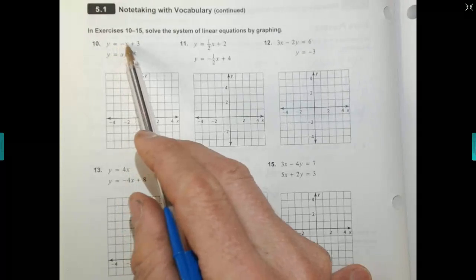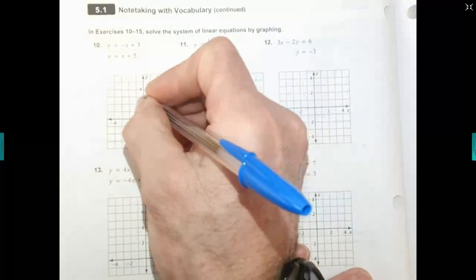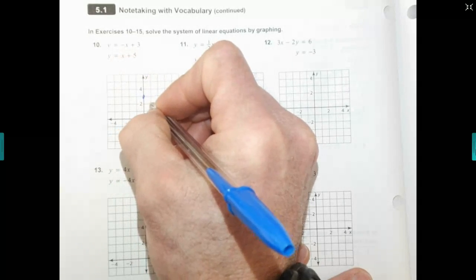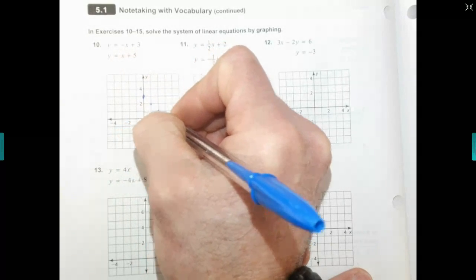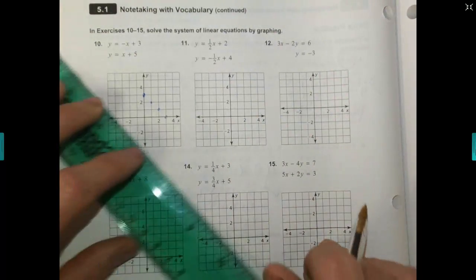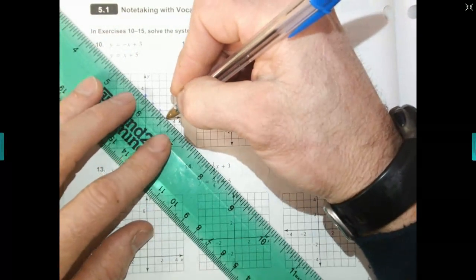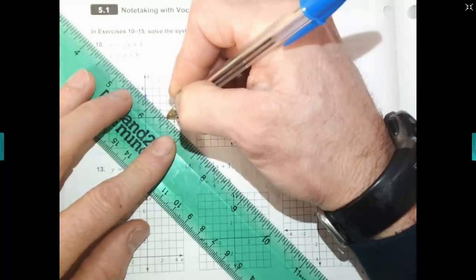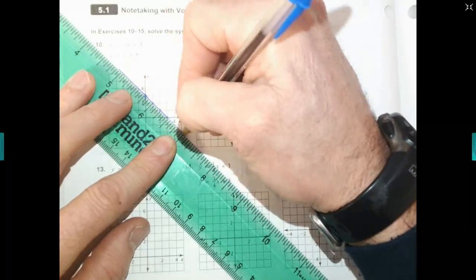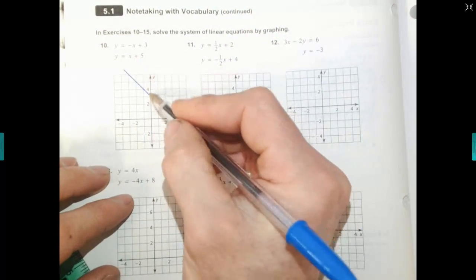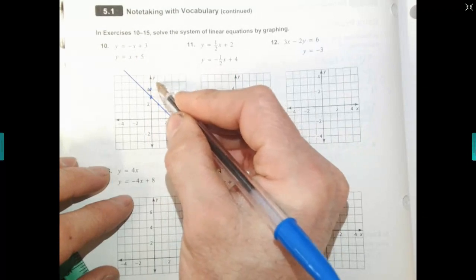Negative x plus 3, I go up to 3. My slope is down 1 over 1, down 1 over 1, down 1 over 1. So that's my slope. I could draw this, and hopefully I will get a straight line. I do this one, x plus 5, so I go up to 5, up 1 over 1.